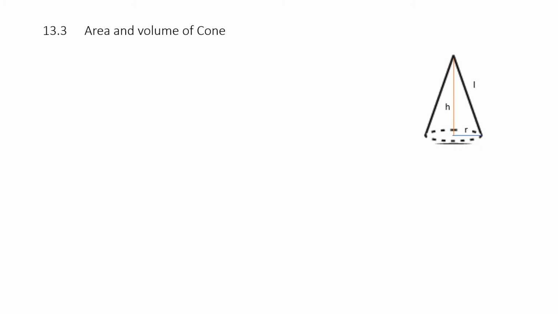Now we will study the cone. The figure shows a cone. A cone has a circular base at the bottom and a tapering edge at the top. This top is called the vertex, and the circular base has a radius r, and the vertex and the circular base are separated by a right angled triangle whose height is h. This slanting portion of the cone has a length L. This L is called slant height. This is the same as the hypotenuse of a Pythagoras theorem. H and R are the two sides, and L is the hypotenuse, which is the slant height.